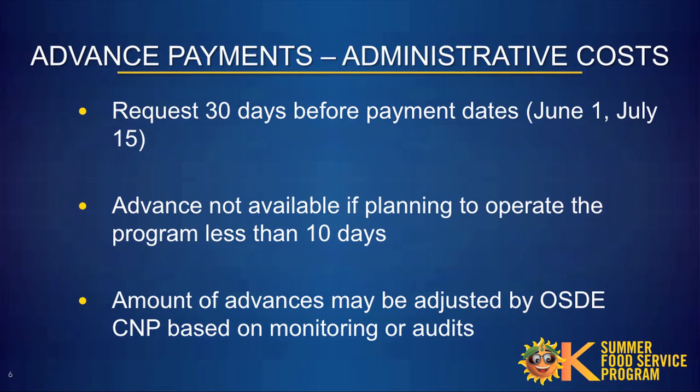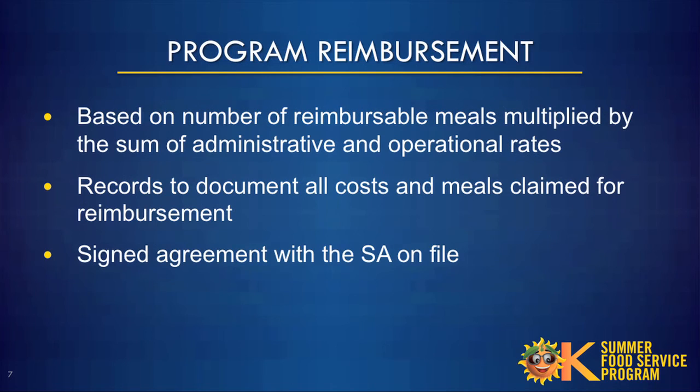Sponsors must request each advance payment for administrative costs from the SA at least 30 days before the payment dates of June 1st and July 15th. Sponsors planning to operate the program for less than 10 days cannot receive advance payments for administrative costs. The SA may adjust the amount of advances based on monitoring or audits. Reimbursements are based on the number of reimbursable meals served multiplied by the sum of administrative and operational rates.